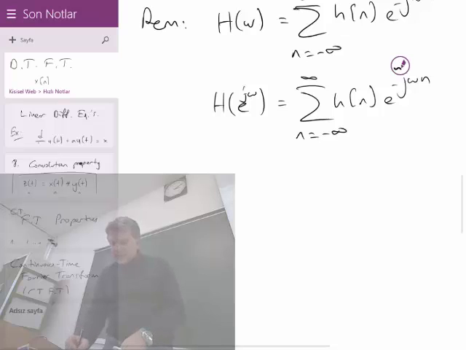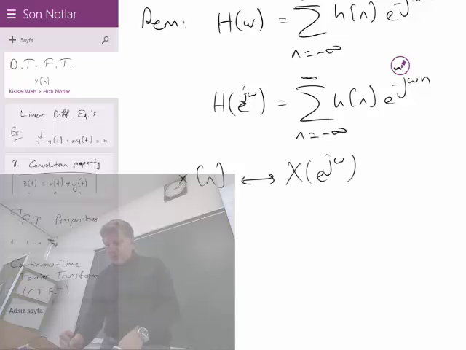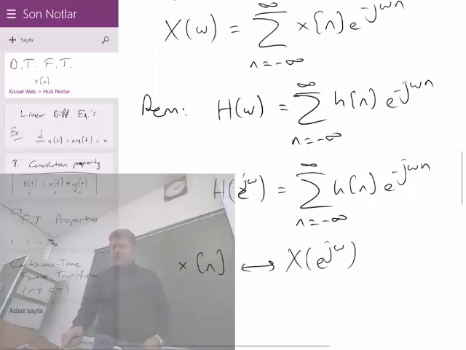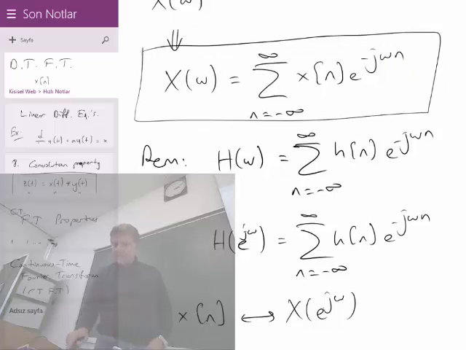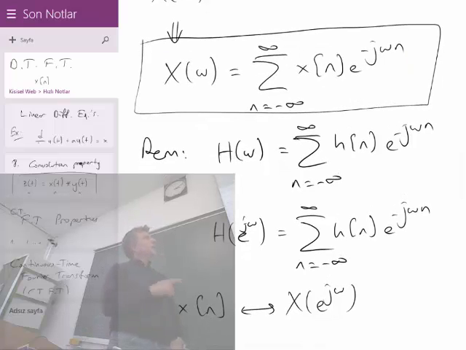So the relation is, for convenience, this. Capital X of e to the j omega. This is the discrete time Fourier transform pair. And the discrete time Fourier transform formula is this. Okay, the top box that we have.